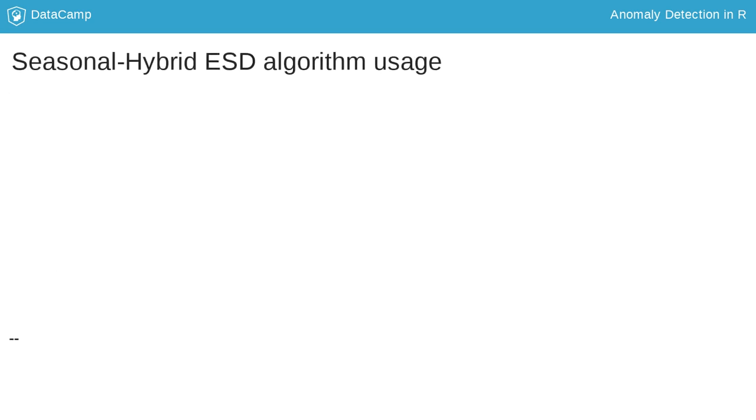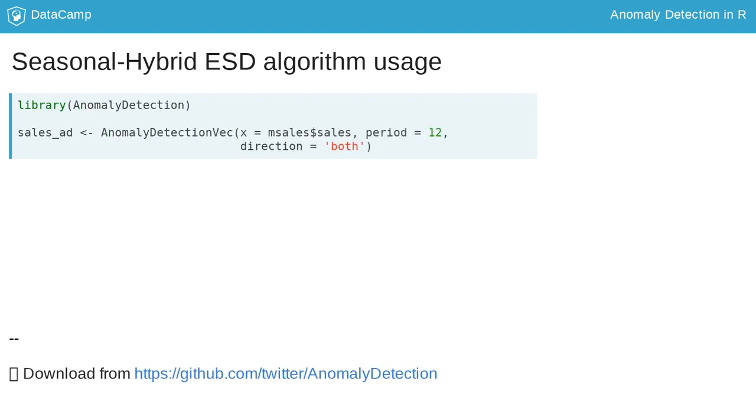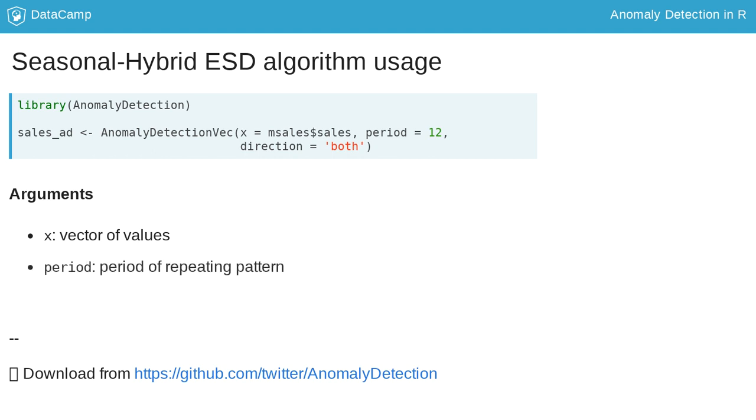The seasonal hybrid ESD algorithm is a statistical test that can find multiple anomalies in time series that have seasonal patterns. The algorithm is implemented using the anomaly detection vec function from the anomaly detection package, using three main arguments. The x argument is the time series values, in this case, the revenues in the column msales$sales. The second argument is the period of the repeating pattern, which depends on the time intervals between observations in the data. For the msales data, we previously noted a pattern that repeats every 12 months, and so the period is 12.